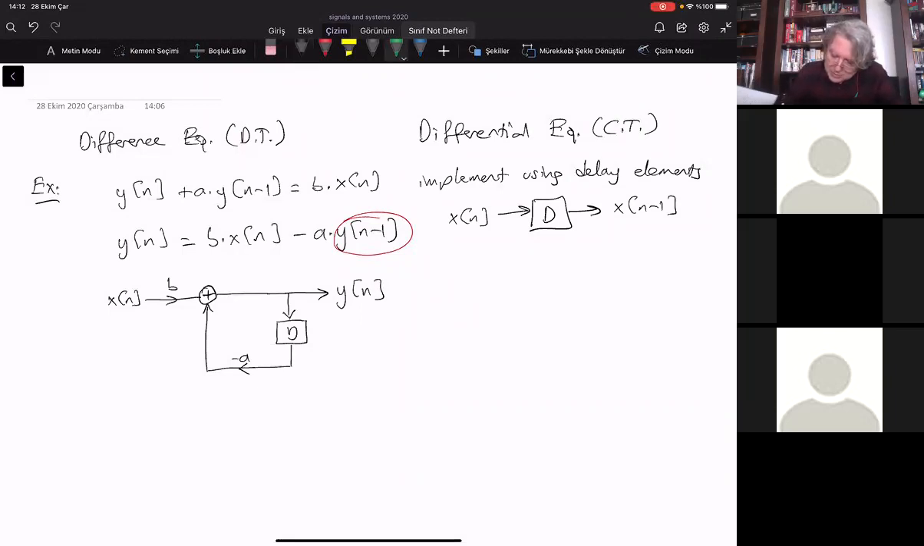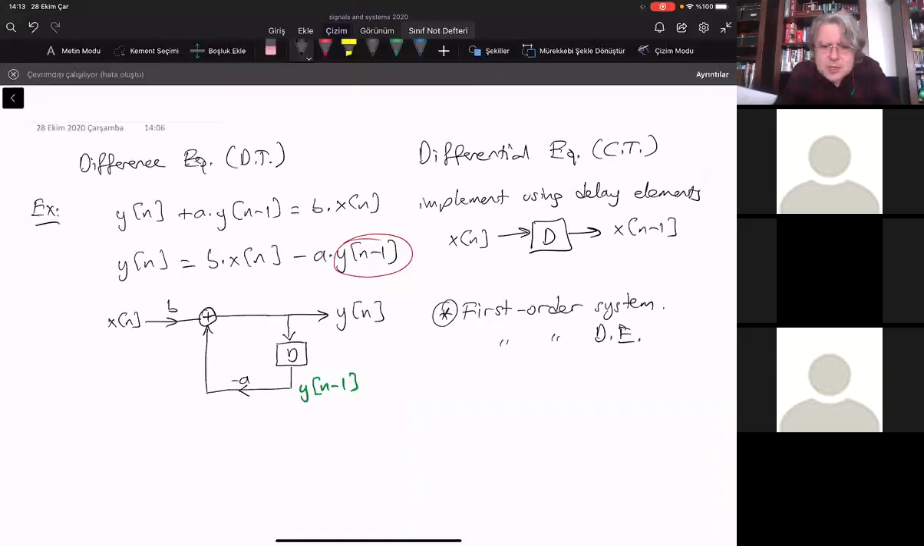I can say that here what I have is y of n minus 1. All right? So this is the block diagram that we are looking for. This was the first example, and it is known also as a first order system, also known as, I will check the question, I will read it later, also known as the first order difference equation.